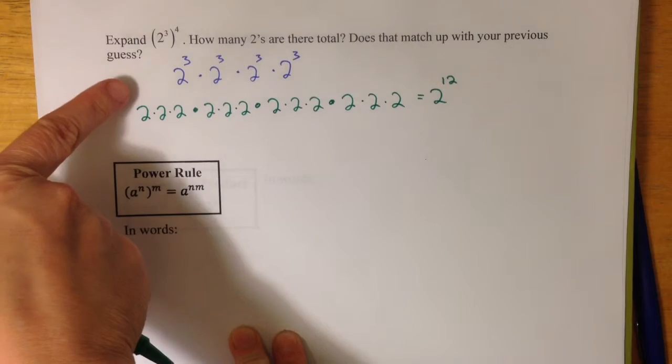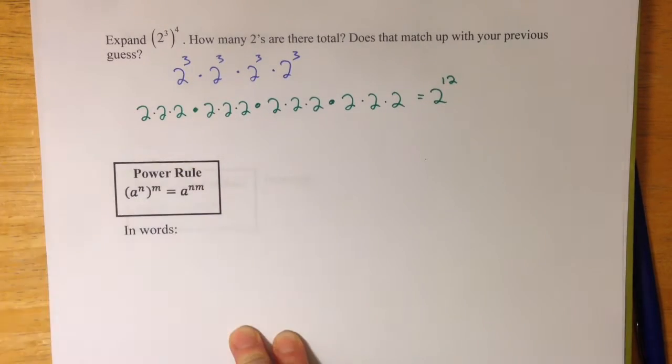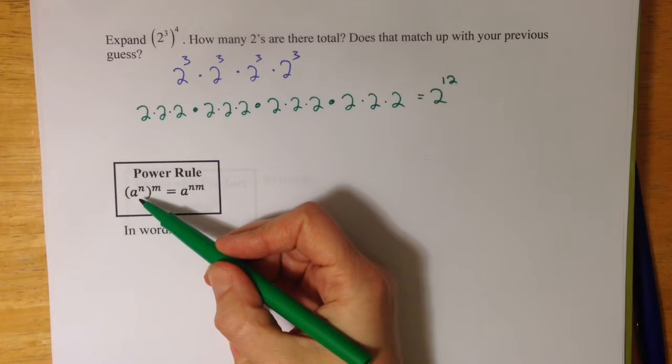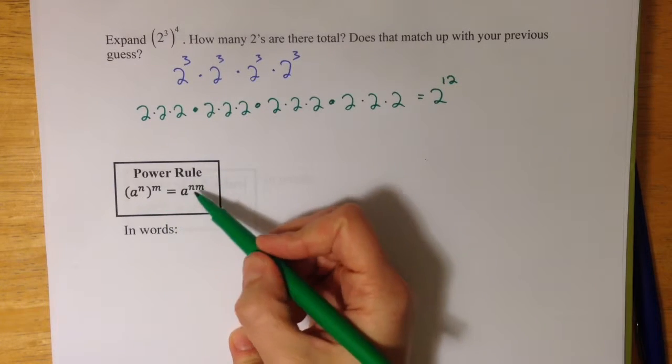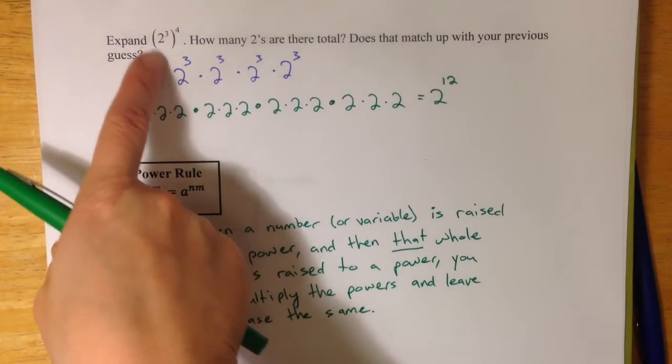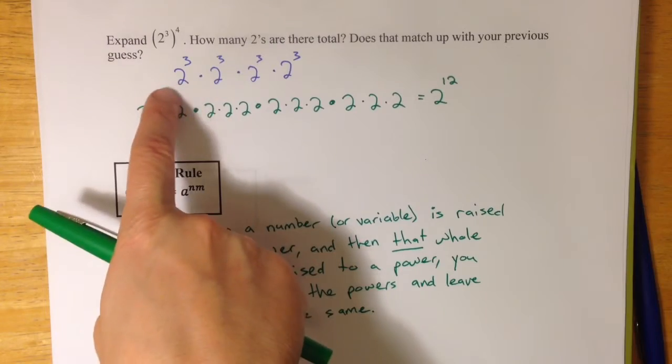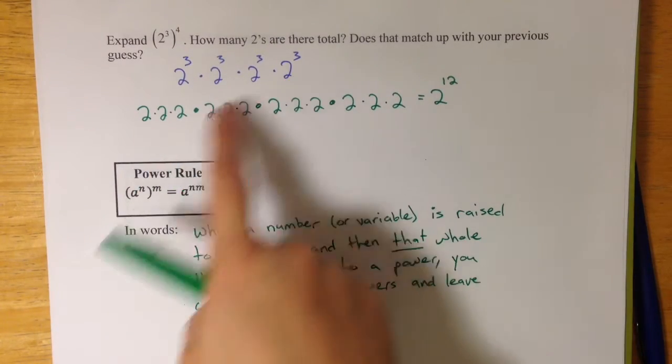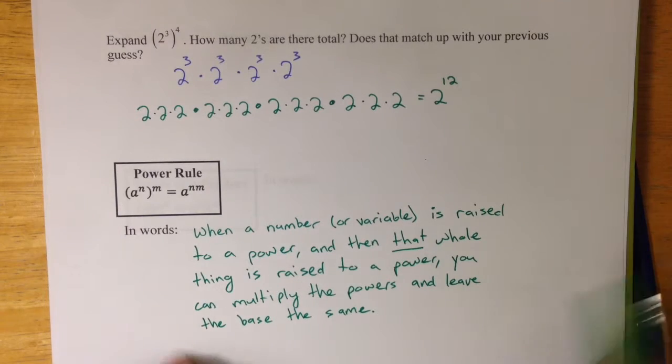Now, this is kind of a long way to go about figuring that out every time. What you can do is remember the power rule. If you have something to a power, you multiply the powers. In my own words, I might say when a number or a variable is raised to a power and then that whole thing is raised to a power again, you can multiply the powers and leave the base the same. When you see this power to a power, I do recommend that you think about it the way that we did up here. 2 cubed to the 4th is 4 groups of 3 2's, which is the same as 12 2's.